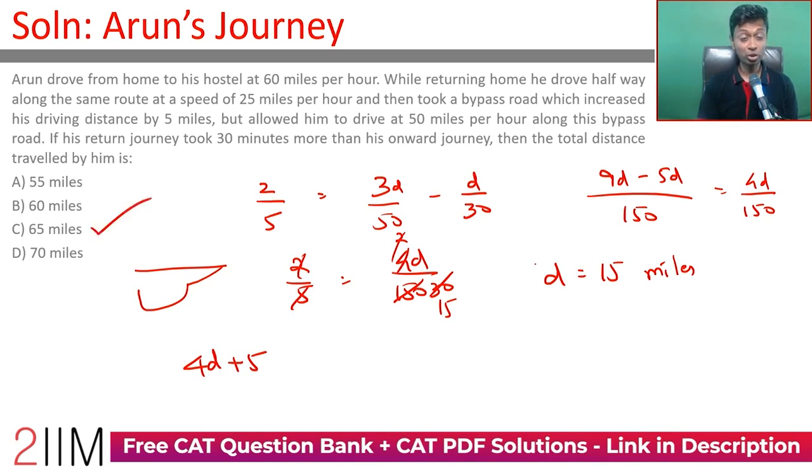The question says the total distance traveled by him. Onward, he traveled 2D. Return journey, he traveled D and then a D plus 5 because of the bypass. So 4D plus 5 is the answer we are looking for, which is 65 miles. Construct the right equation, then this becomes a very routine question.